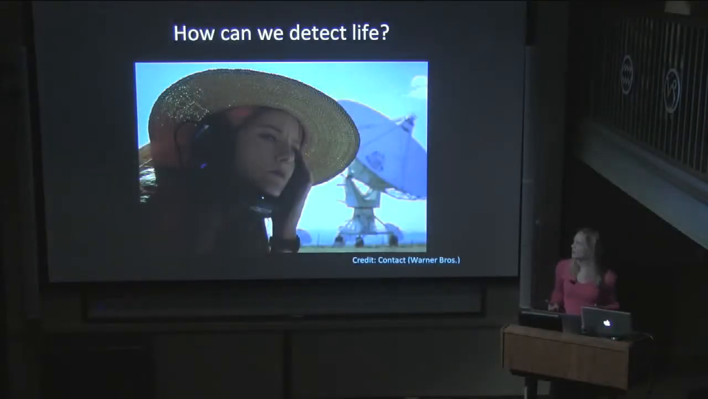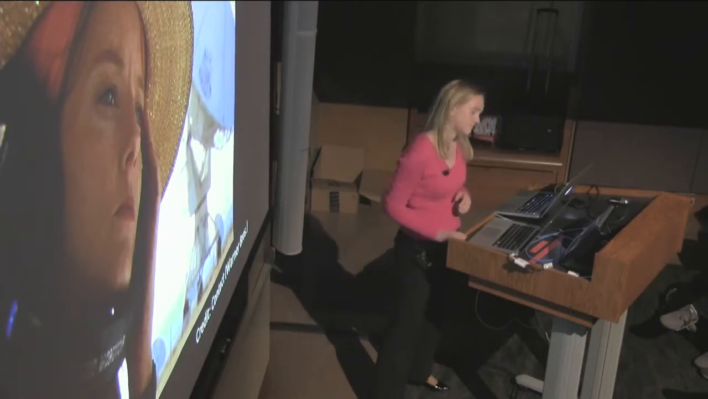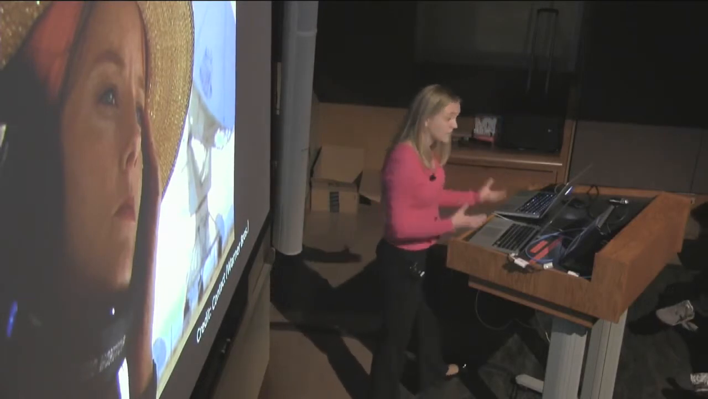Once we find these planets with TESS, we're going to need to figure out how we're actually going to detect signs of life. One thing we could try is to imitate Jodie Foster from the movie Contact. Only we probably wouldn't put on headphones to use a radio telescope. Generally, you look at a computer screen instead. But this definitely makes for a better shot. There are people who are actually doing this.